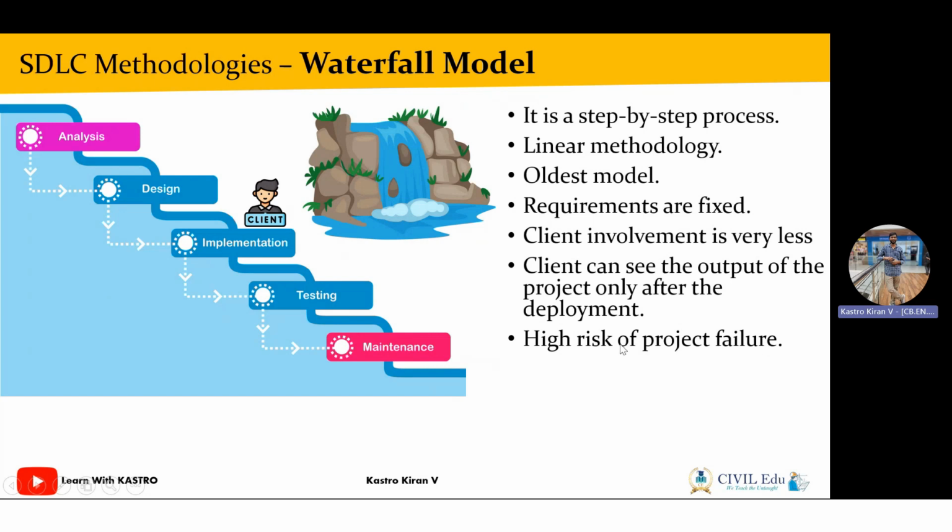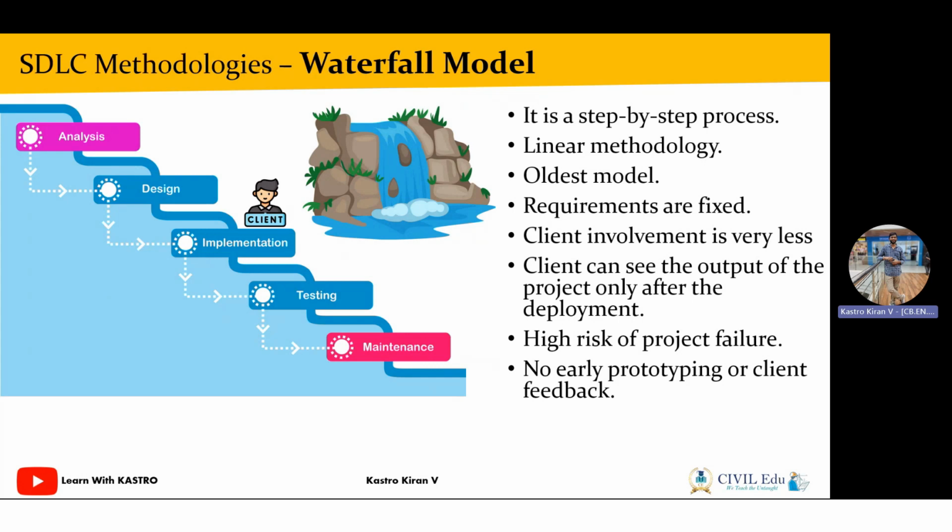So in the waterfall model, there is always a high risk of project failure, and there won't be any kind of feedback which we will receive until the completion of the project. Client feedback is very important in the development of any software project, and if you are following the waterfall model, it is not possible to get it. Why? Because the client can see the output only at the end of all the phases.